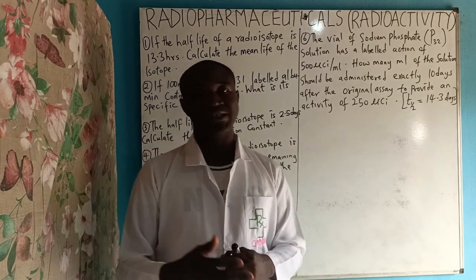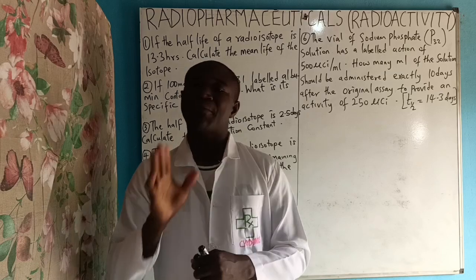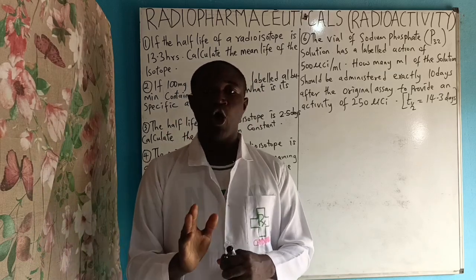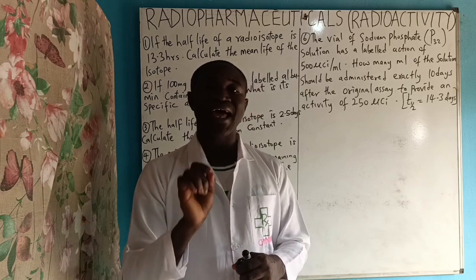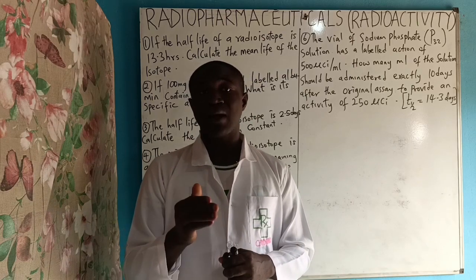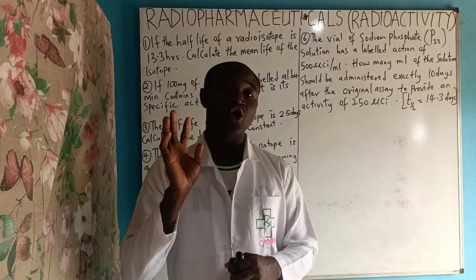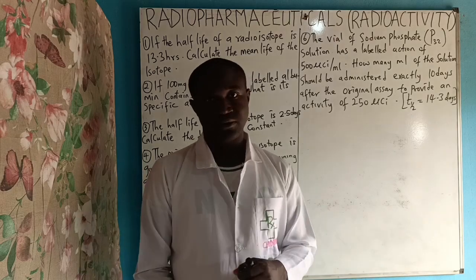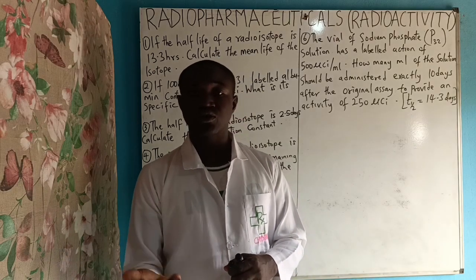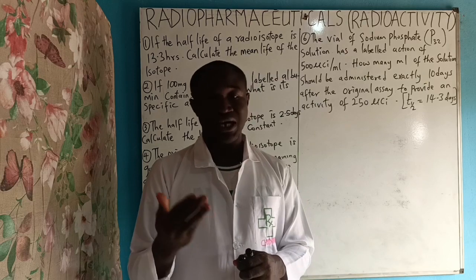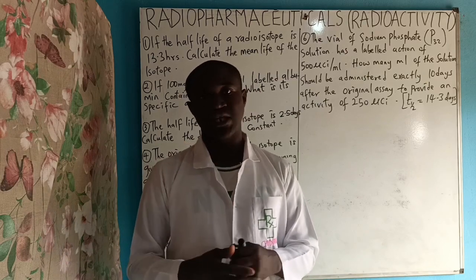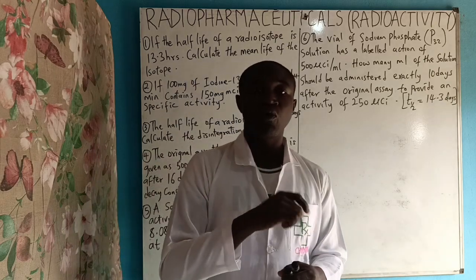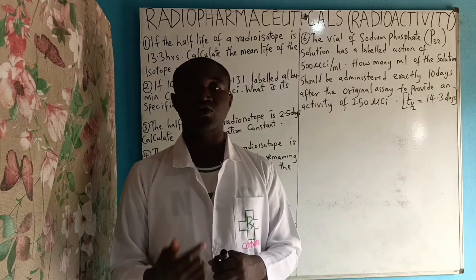What are radiopharmaceuticals? Radiopharmaceuticals are materials or substances which are used either in the treatment or for diagnosis of malignant cancers. When we talk about malignant cancers, we say they are cancers that are not what? Localized. They spread around the whole body. And so one of the drugs that are used in treatment of such cancer is called radiopharmaceuticals. Drugs like radon and so on. And so in today's video, we want to discuss these radiopharmaceuticals, so to speak.